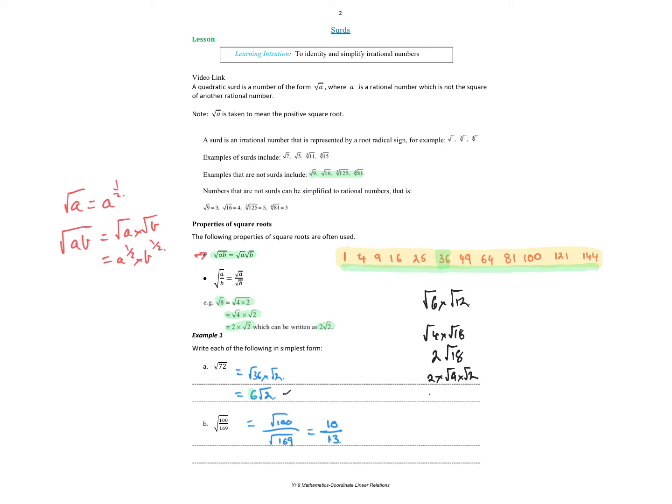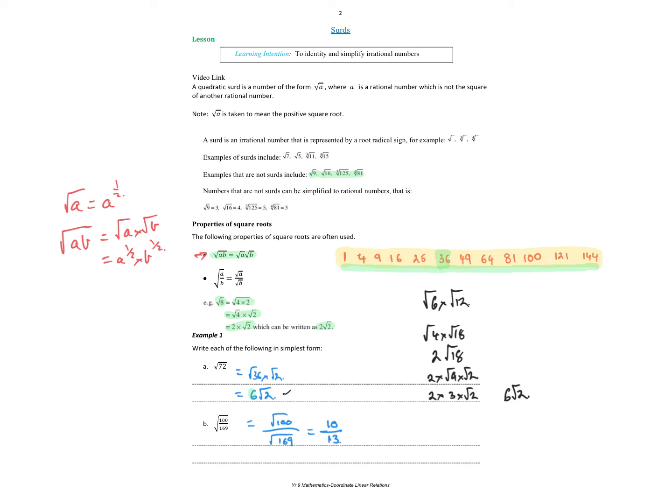And the square root of 9 is 3, so I could write it as 2 times 3 times root 2, which is also 6 root 2. So we will get to the same answer, but if you can find the biggest perfect square first, well then life is a lot simpler for us.